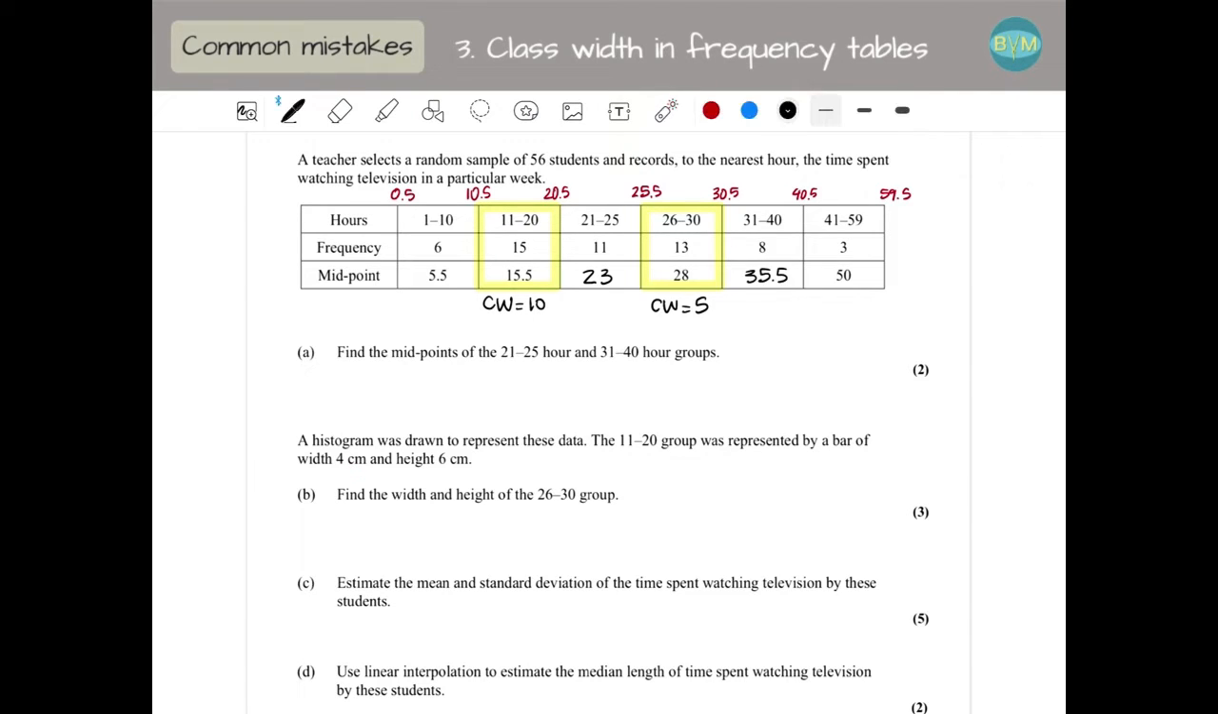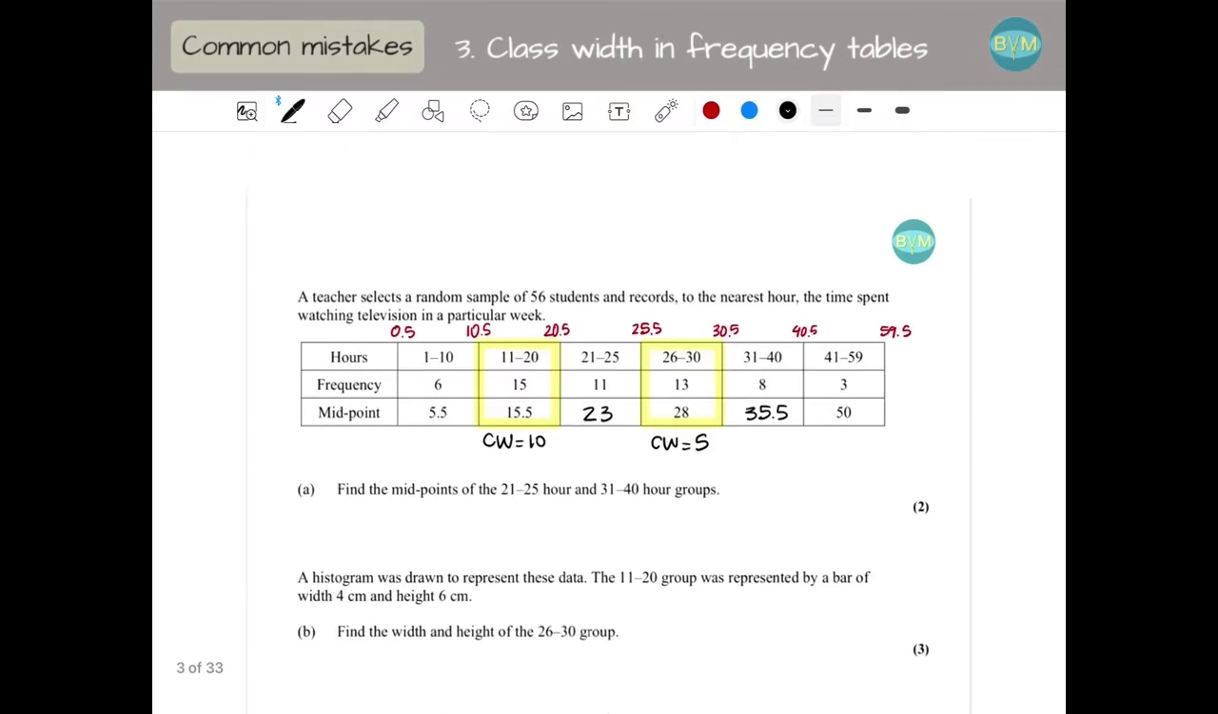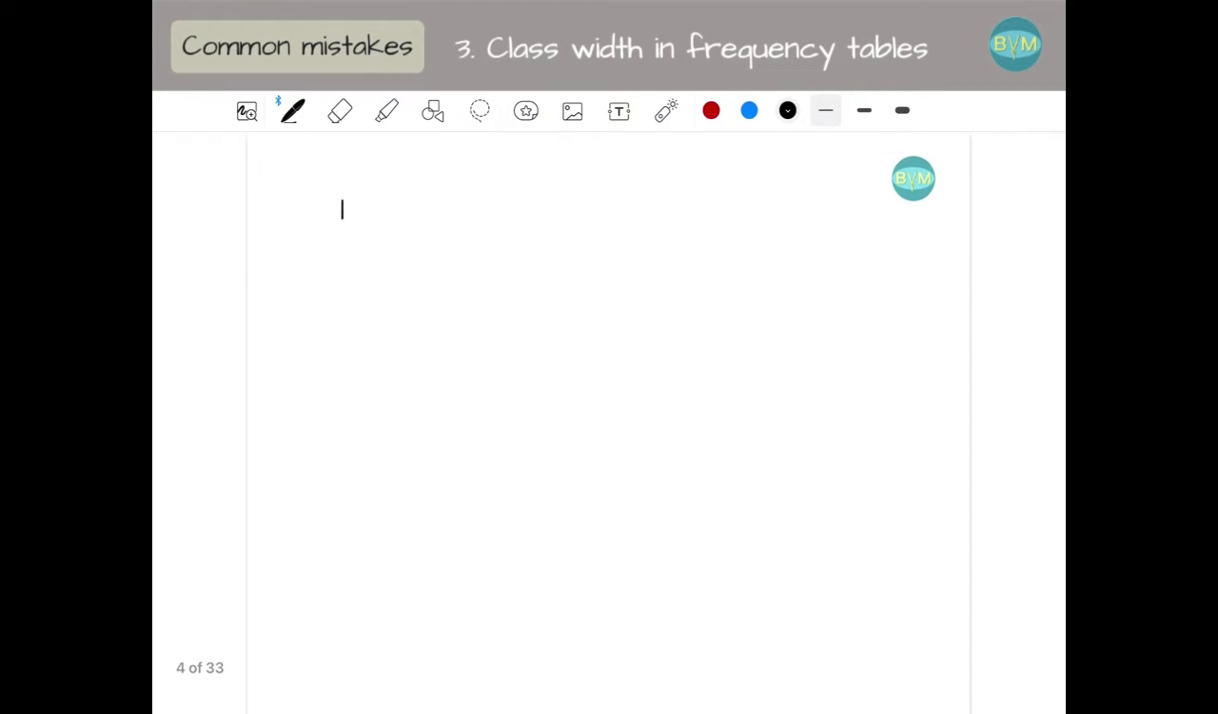So for part B, I'm going to do it on the next page. For B, the width of the bar is going to be 4 centimeters. No, we say 2 centimeters, because it's half of the other.